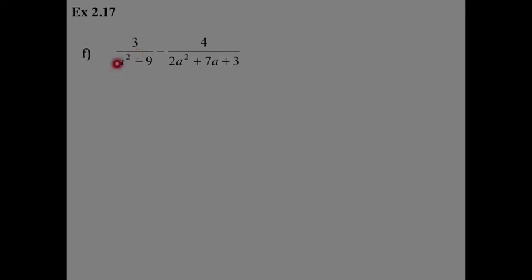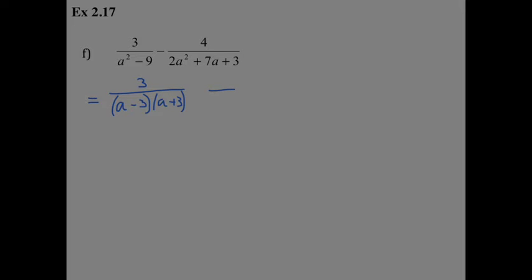Now if I look at this fraction here, I can factorise that. It becomes 3 over a take 3, a plus 3, because it's a difference of 2 squares on the bottom. Difference of 2 squares, 3 3s are 9, there's that part. Then I have a minus sign.